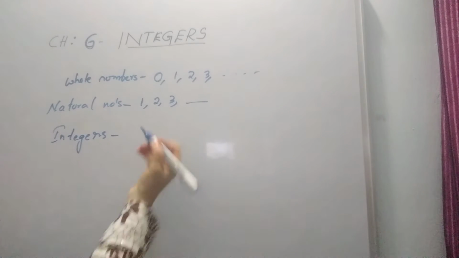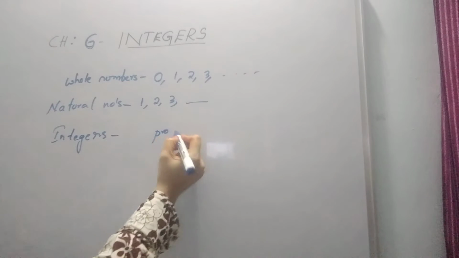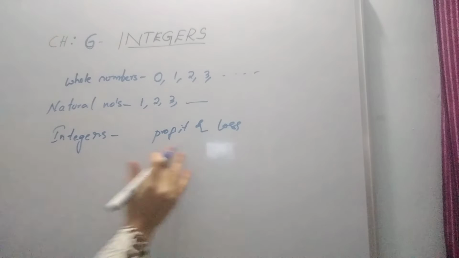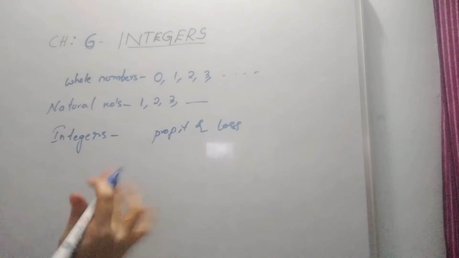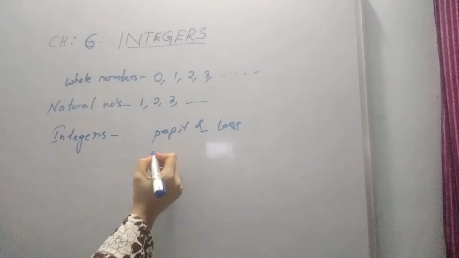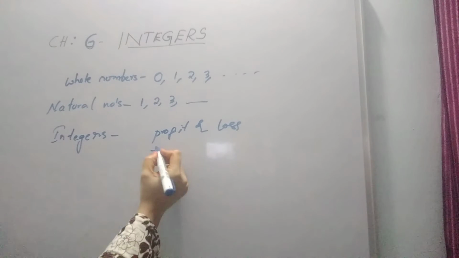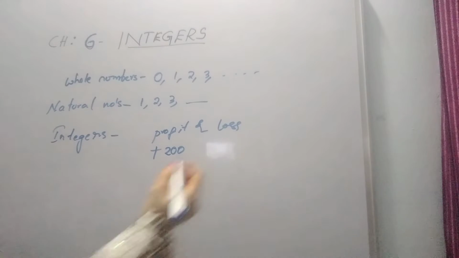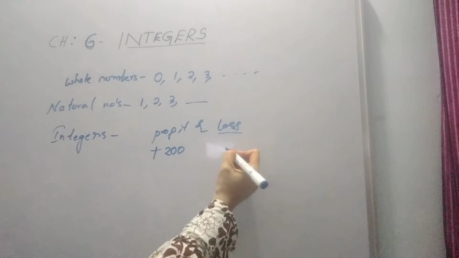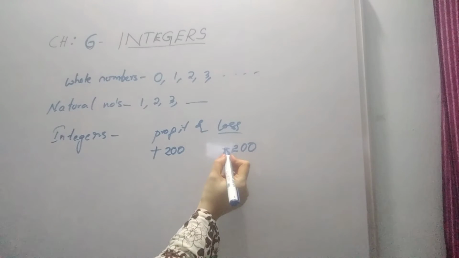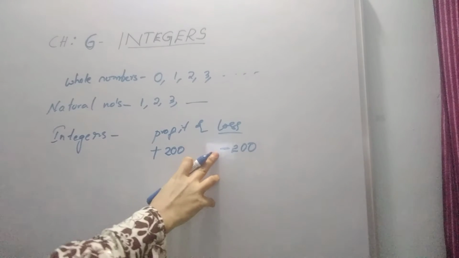In case of profit or loss. If you get a profit of 200, you can write plus 200. If you get a loss of 200, we can write minus 200. Here we use the negative symbol.